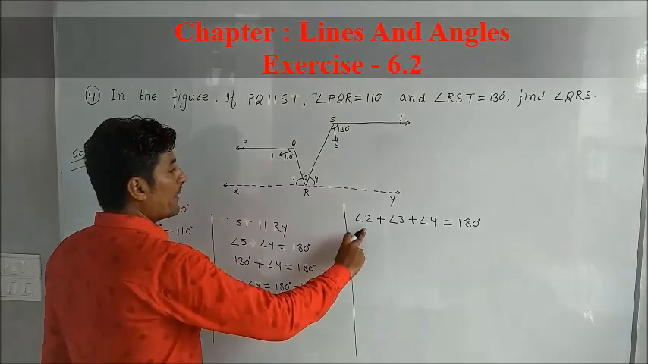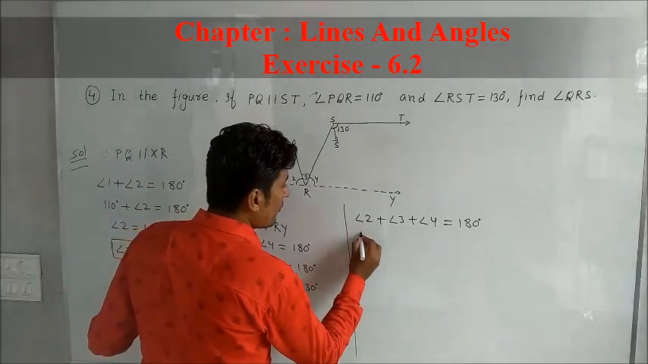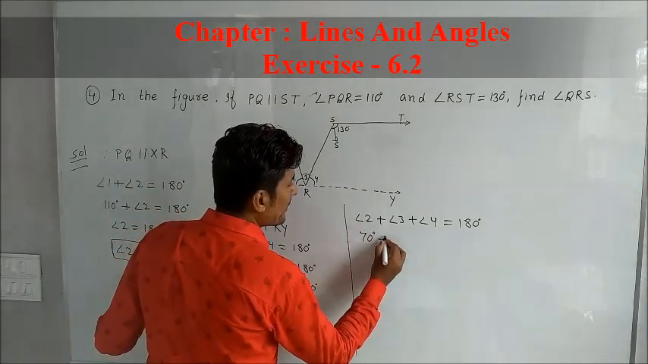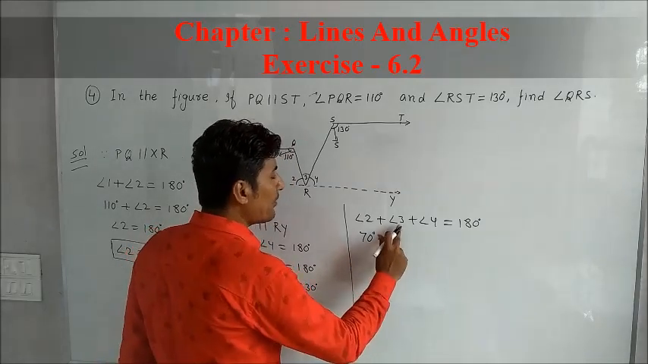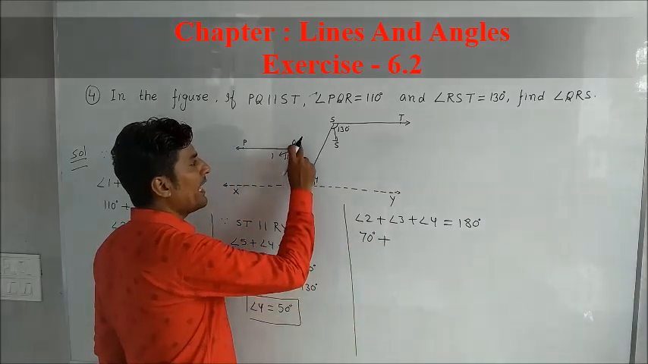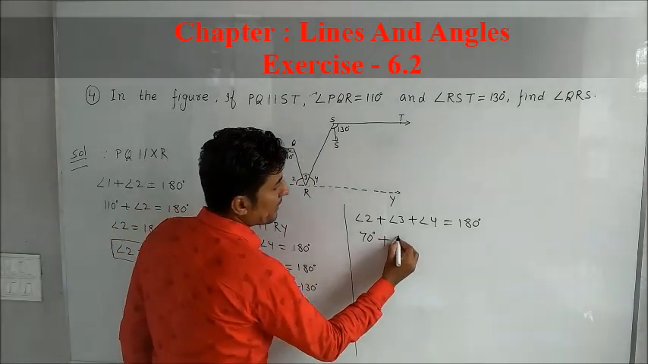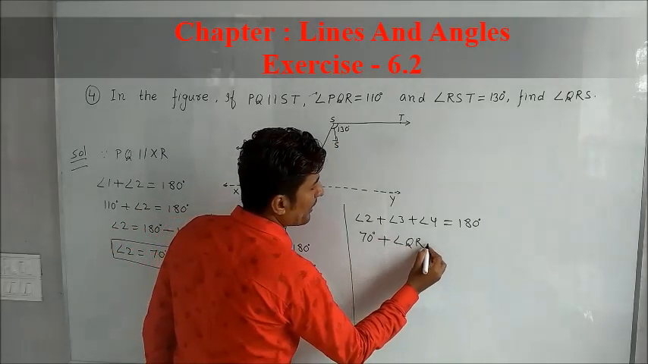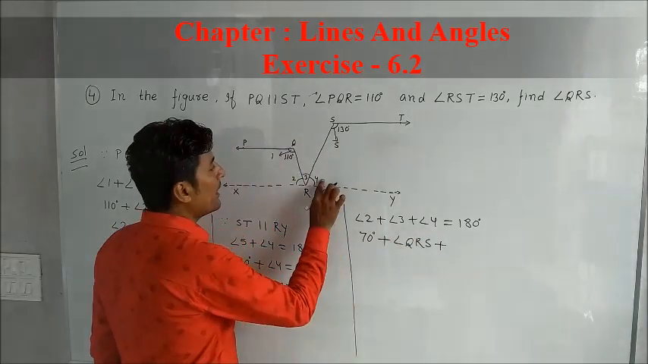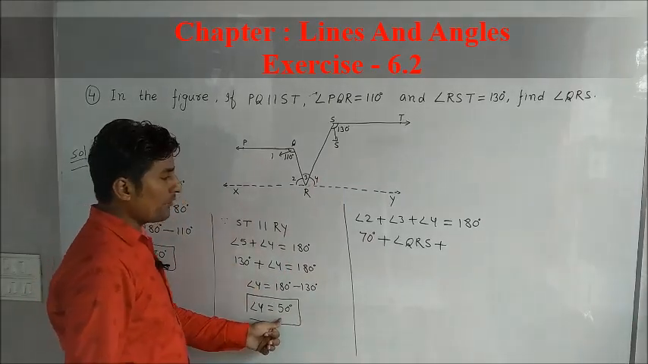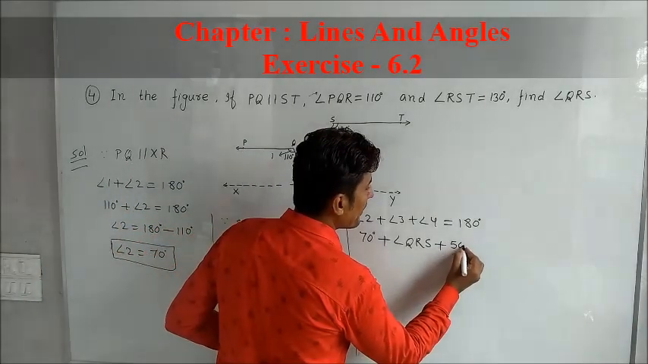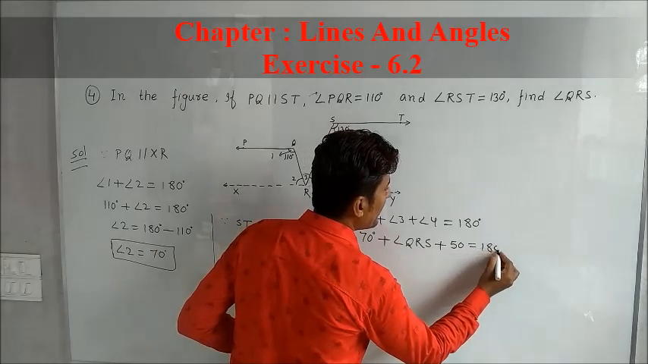Now here, the measurement of angle 2 we have already calculated as 70 degrees, so we can write here 70 degrees plus angle 3. We have to find out the measurement of angle 3. We can write here angle QRS. So we can write here angle QRS plus angle 4. The measurement of angle 4 we have calculated as 50 degrees. So we can write here 50 degrees equal to 180 degrees.